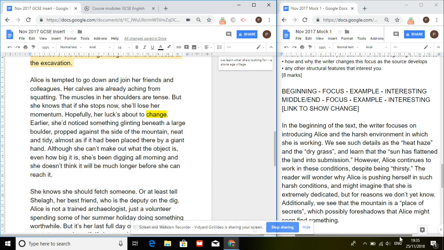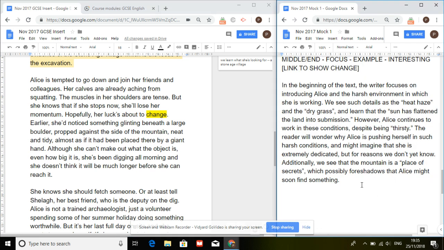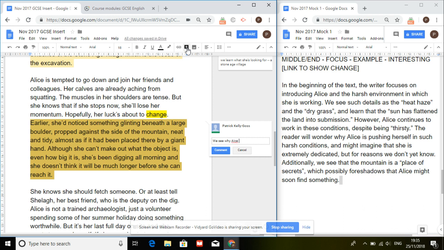She's trying to get it all by herself. So now we see why Alice is dedicated. Let's find this glinting object here, which is almost as if it had been placed there, like hints of magic there. Okay, so now I think I've found enough interesting things to write about.